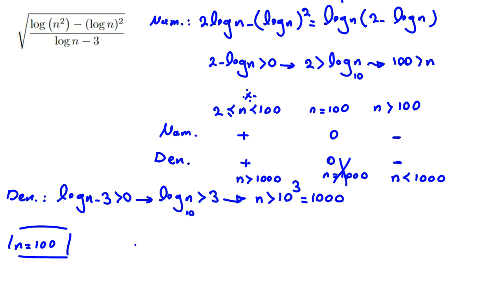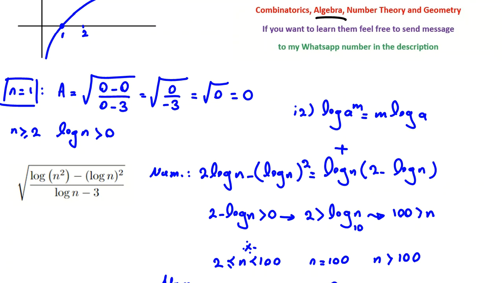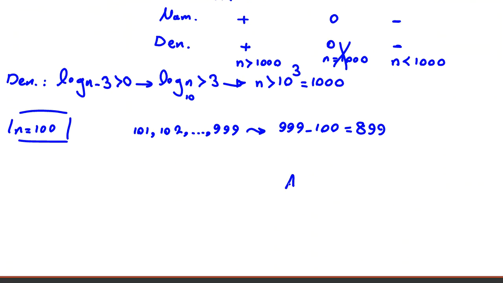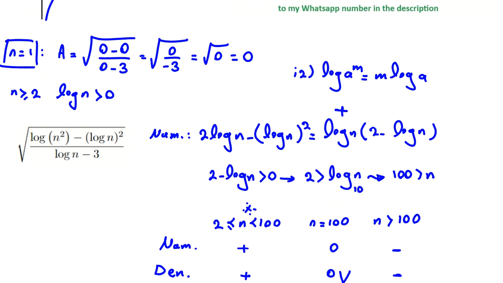So we can have 101, 102, up to strictly less than 1000, that is 999. So it will be 999 minus 100, which is 899. Then 899 plus n equals 100, that was good. And n equals 1, that was also an answer. So it will be 899 plus the cases n equals 100 and n equals 1. So the answer will be 901.